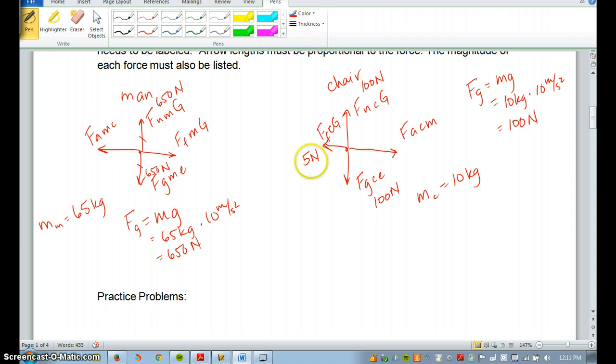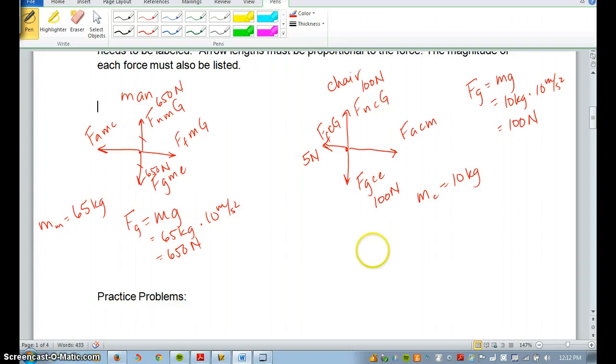All right, now I know that I have 5 newtons of frictional force. I need to find applied force. So my suggestion is that you choose the object that you have the most information of in terms of how many newtons of force are on each vector. Here I only have 2 pieces of information. This one here, I've already been given 3 pieces of information. So I'm going to base my applied force on the chair, okay?